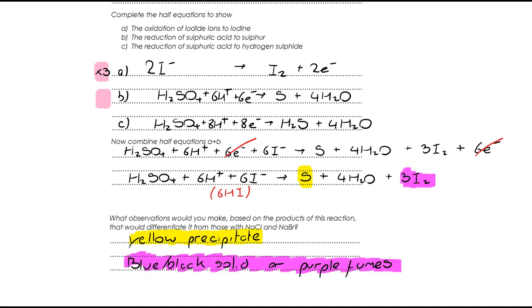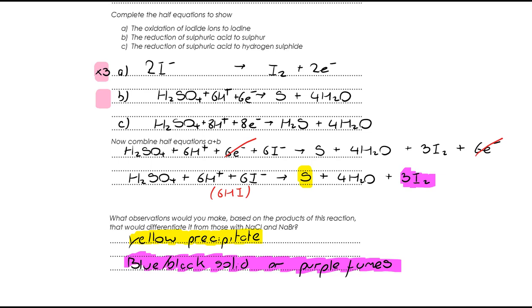But we're also making iodine. Now, iodine is a blue-black solid, but it very easily sublimes into purple fumes. It's a molecular covalent crystal, so it has a low melting point. Low sublimation point technically, but it will sublime into purple fumes. So I've got 2 different observations to remember here.